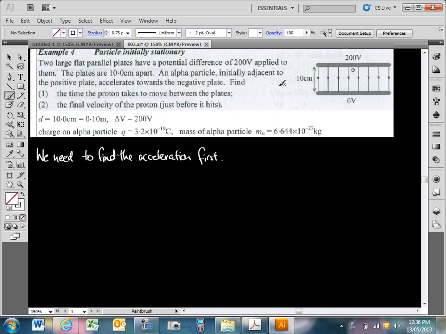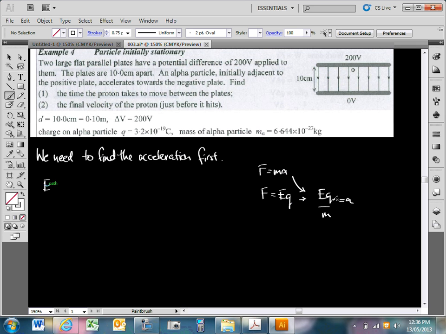We have a potential difference, we have a distance. F equals ma, yes. F equals ma, F equals EQ, so EQ on m equals a, from both of those. And we derived that last lesson. So that's how we find the acceleration.